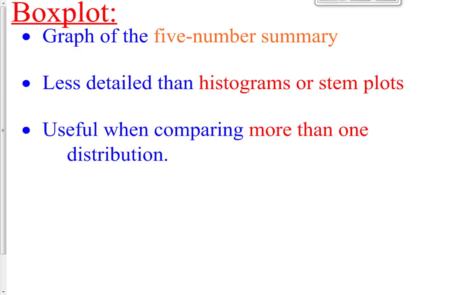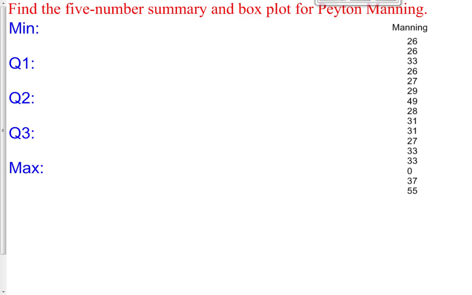One thing is that it's not quite as detailed as histograms or stem plots. With stem plots, certainly you can see every individual data point. Histograms are more detailed. With the box plot, you just get a picture of 5 numbers. You could have 1,000 data entries, and the box plot only shows 5 of them: just the max, min, and the 3 quartiles, Q1, Q2, Q3. One thing that's nice about the box plot, though, is it's useful when you're comparing more than one distribution. You can put 4 or 5 different box plots all on one page and compare them very easily.